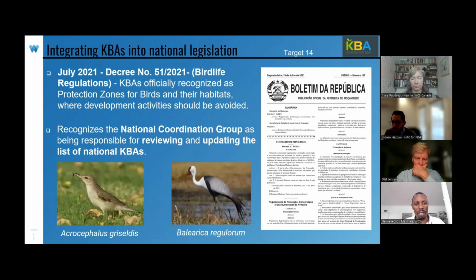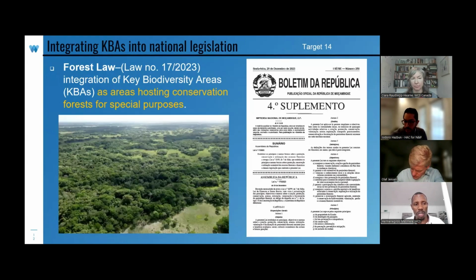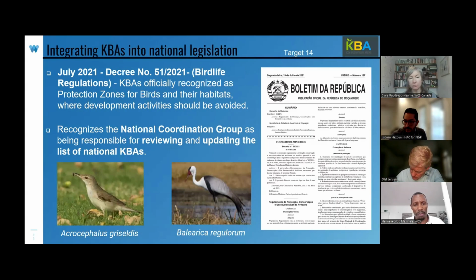Apart from that, the KBAs have also been recognized as protection zones for birds, but also for their habitats. So in those areas, development should be careful, should be thoughtful, and where possible, avoided. And also there's a national coordination of KBAs, so it's recognized within this decree as well, which is really important to make sure that the NCG is highly regarded in the country and it can contribute to help Mozambique shape the direction towards achieving the 30 by 30, for example.